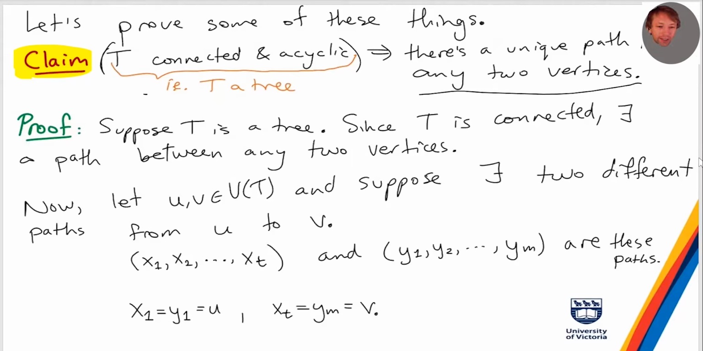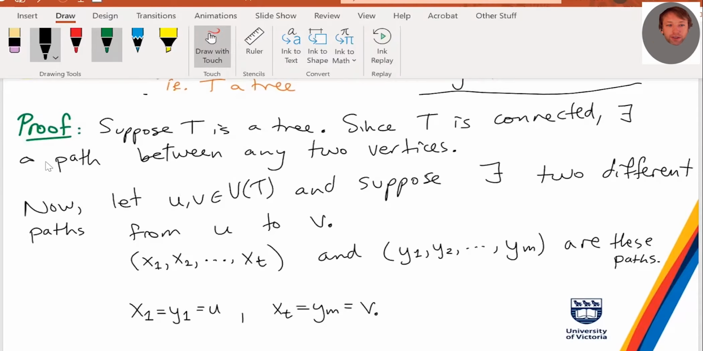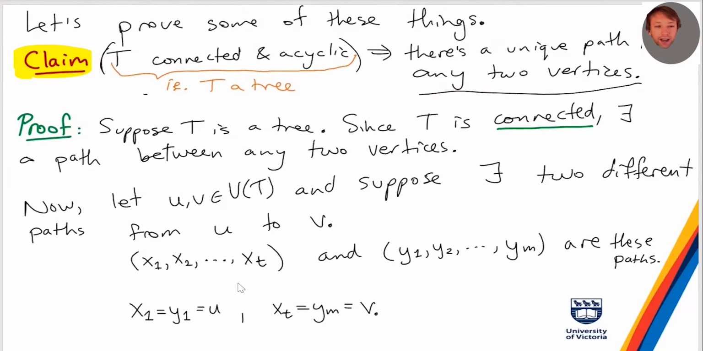How do I know that there's at least one path? Between any two vertices, there's at least one path because T is connected. By definition of a tree, it's connected. Therefore, for any two vertices, there's a way to get from one vertex to the other. And if you take the shortest walk between them, then that's always going to be a path. So now we need to show that between any two vertices, there can't be two different paths. We're going to do that by contradiction.